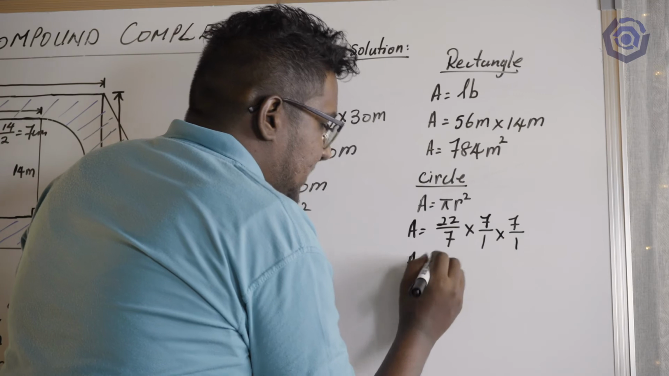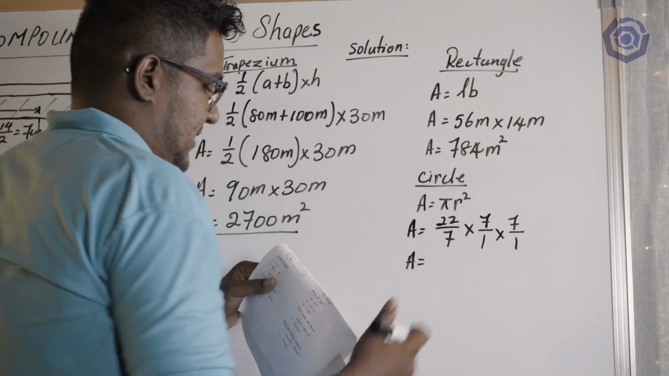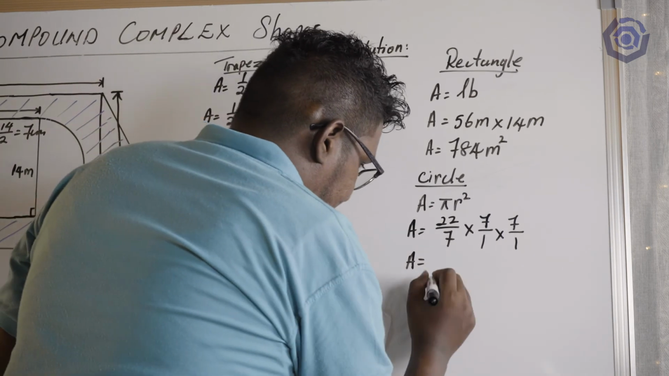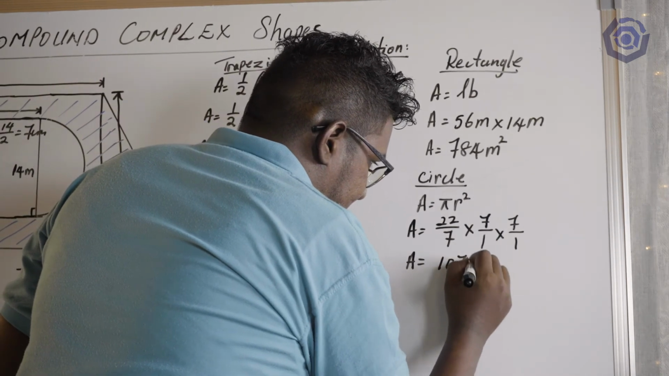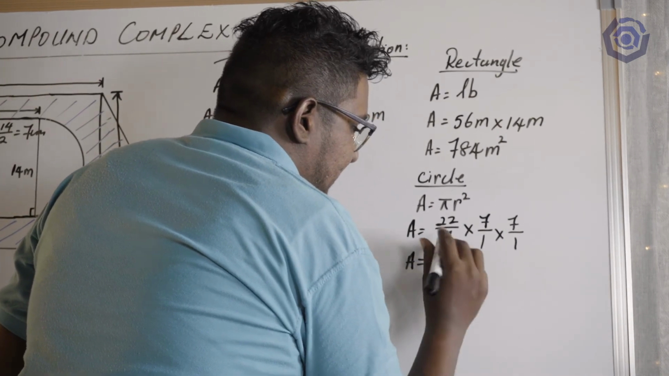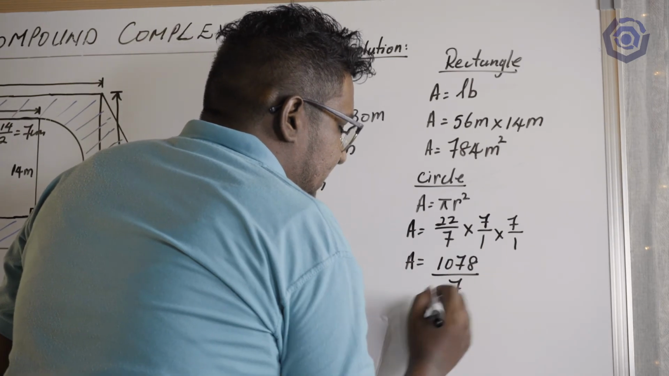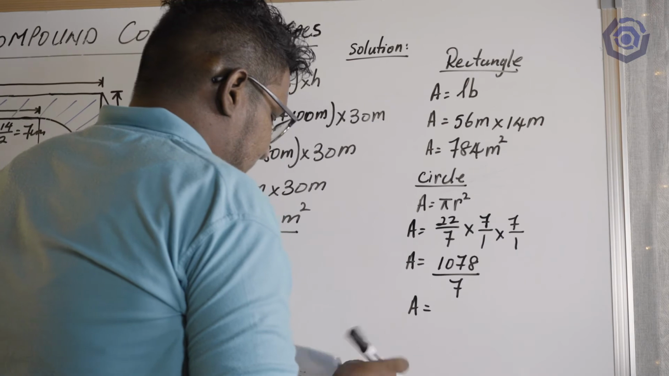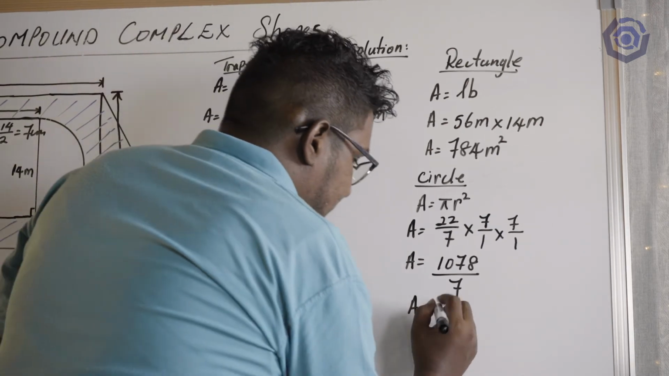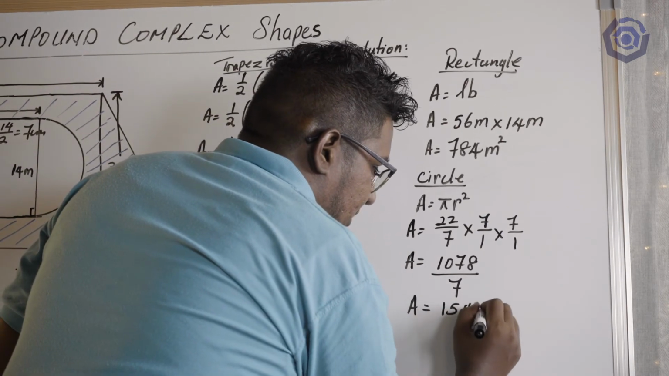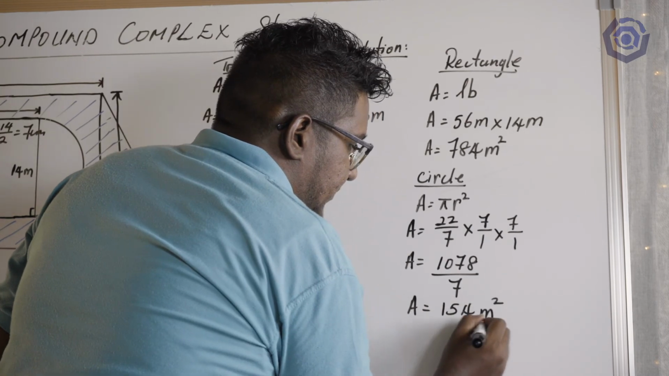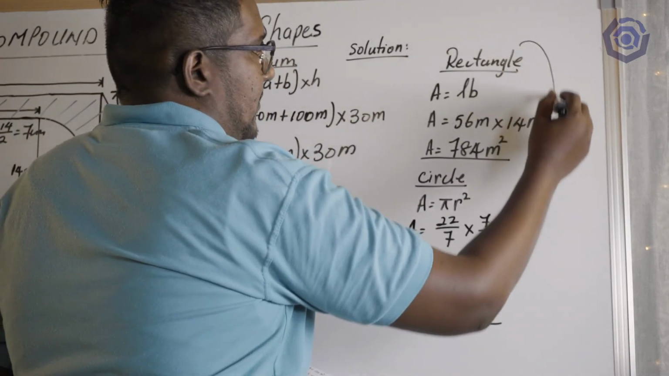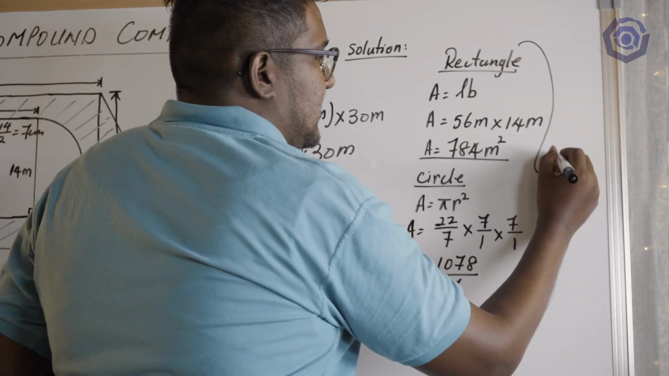So A equals 22 times 7 times 7, and that's going to give me 1078 divided by 7 times 1, which is 7. So the area here is 1078 divided by 7, which is 154 meters squared. Good. So remember, these two here make up my small shape.